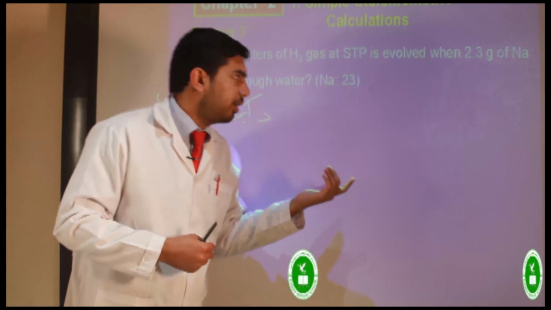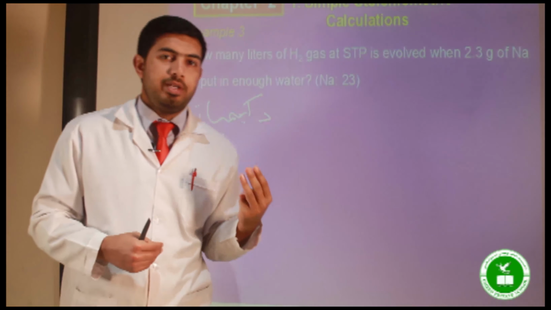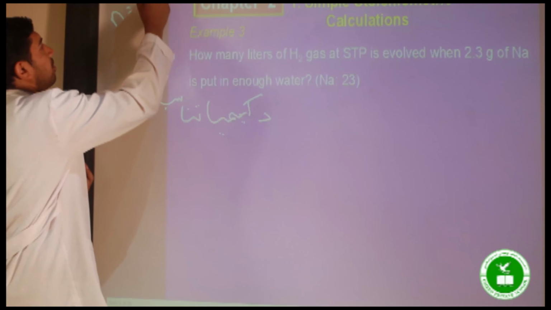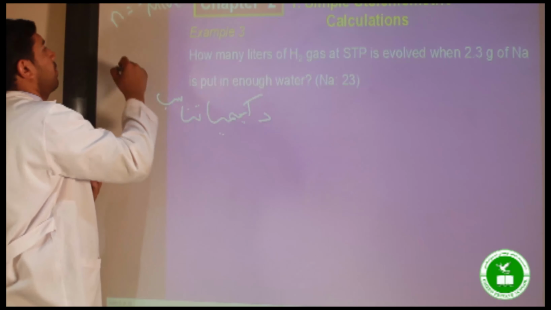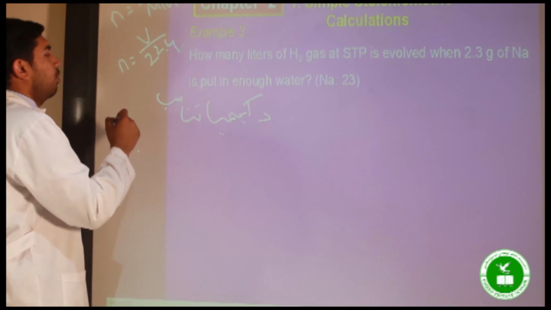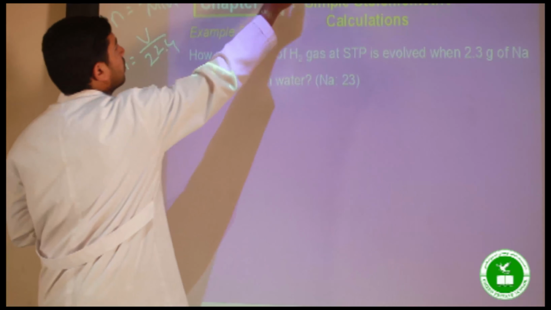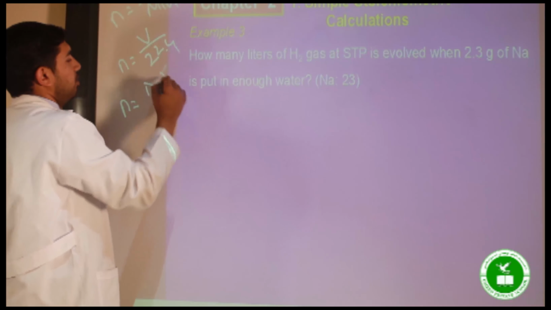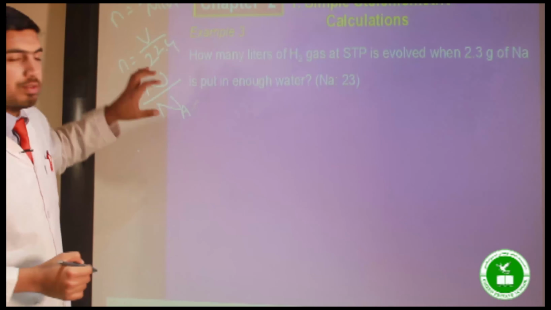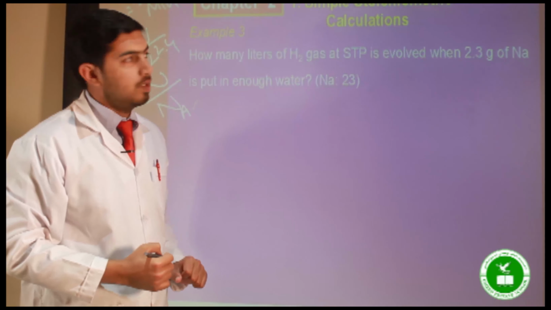We have studied that the mole formulas are important to be learned. The three mole formulas are: n equals mass upon molar mass, n equals V upon 22.4, and n is equal to capital N upon Avogadro's number. These 3 formulas we should know if we are going to solve these examples.